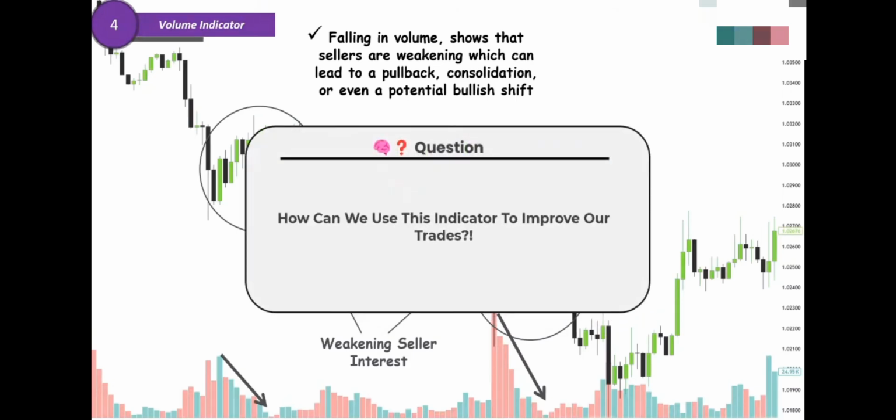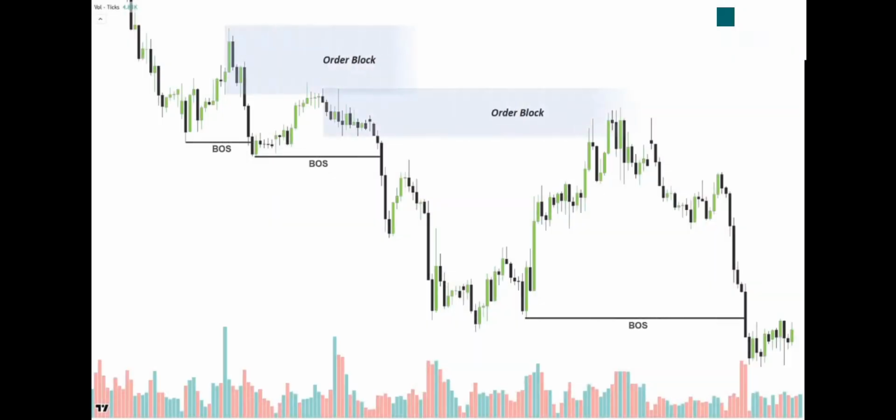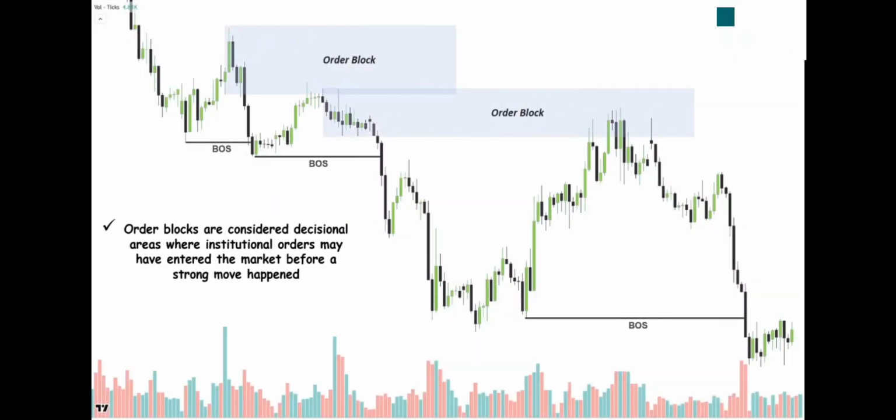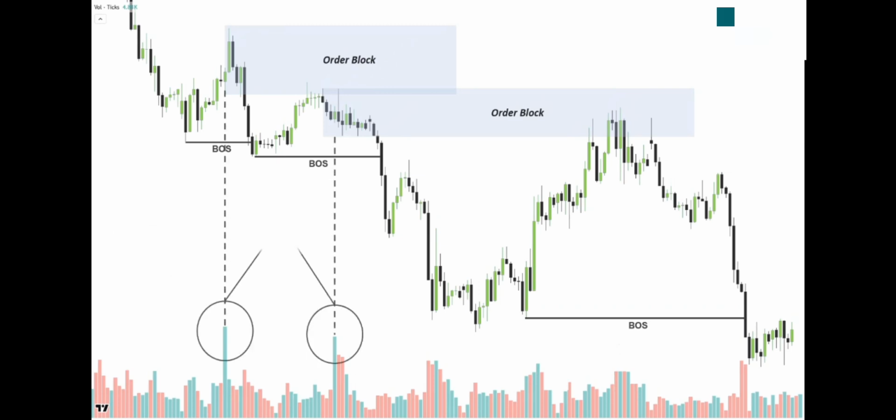Now you might ask, how can we use this indicator to improve our trades? As you know, order blocks are considered decisional areas where institutional orders may have entered the market before a strong move happened. Because of this, price is often expected to react when it returns to these areas. This is where volume can help. When we see an unusual increase in volume around a supply or demand zone, it adds more confirmation that strong orders were likely executed there.